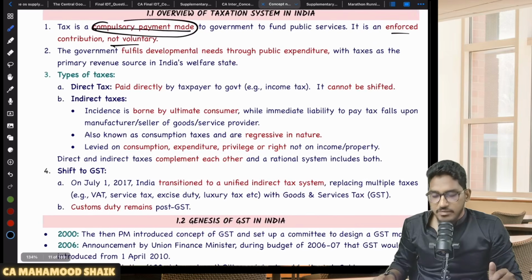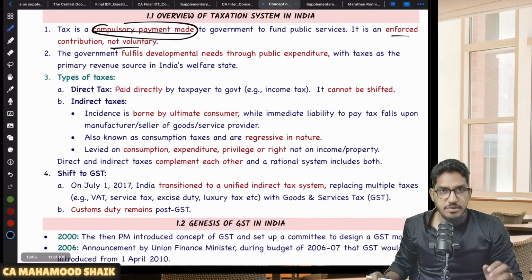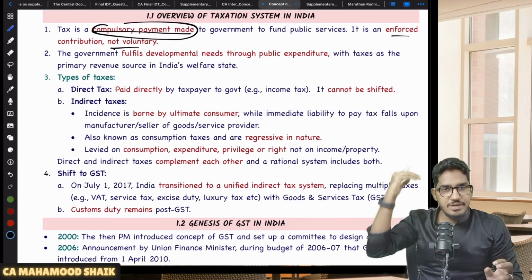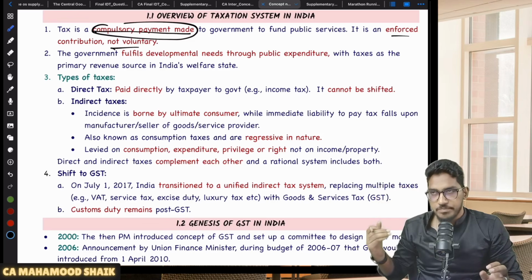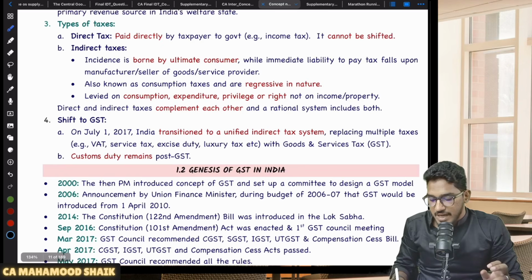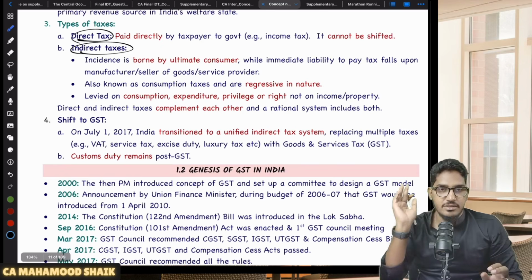And as we all are aware, in India we have a taxation system. We have three levels of government. One, we have union government, then we have central government, then we have local level government. So in India, mainly we have two kinds of taxation system. One is direct tax and the other one is indirect taxes.